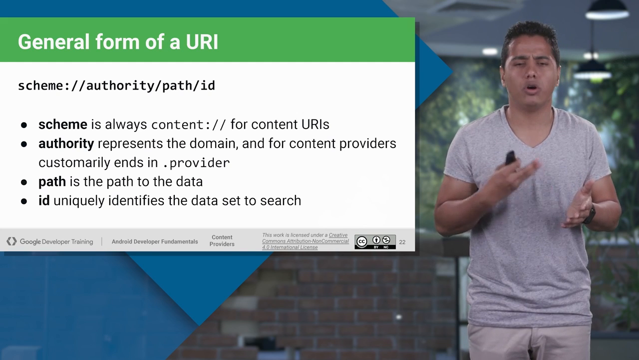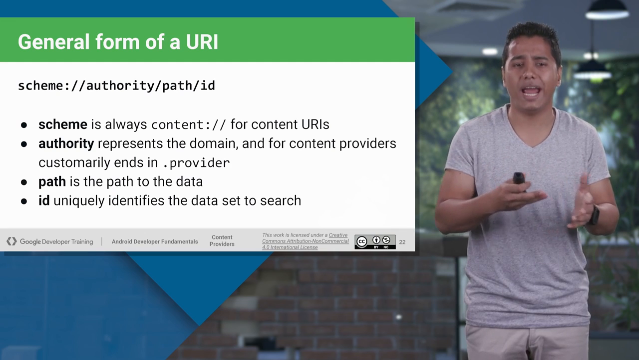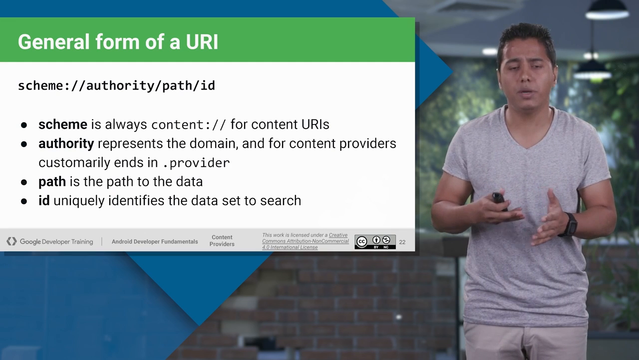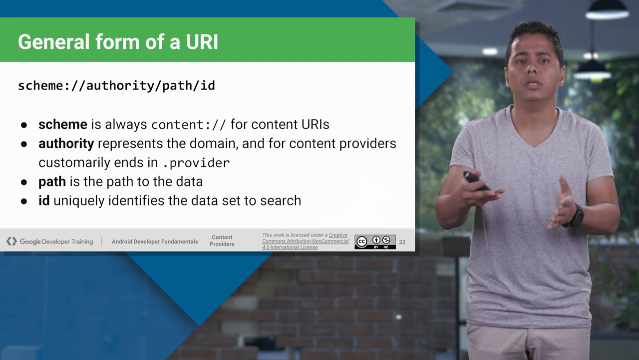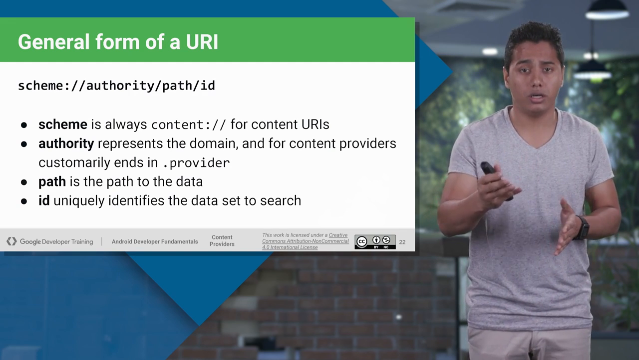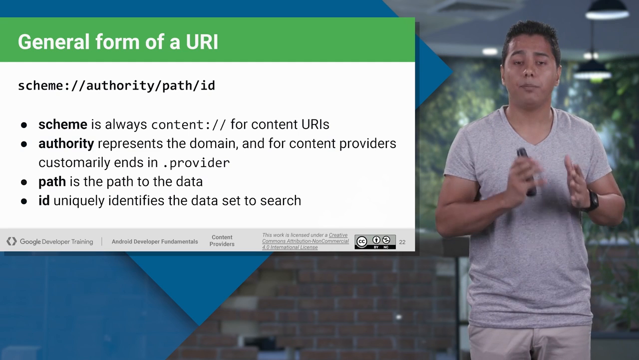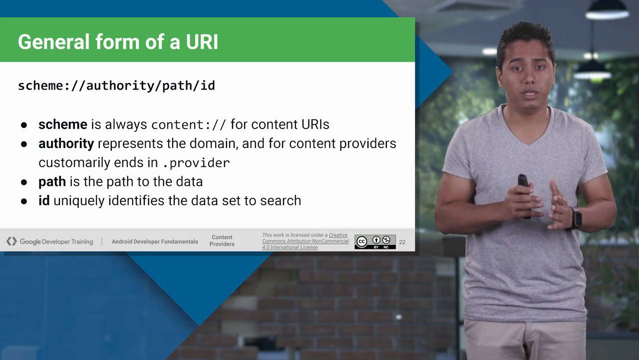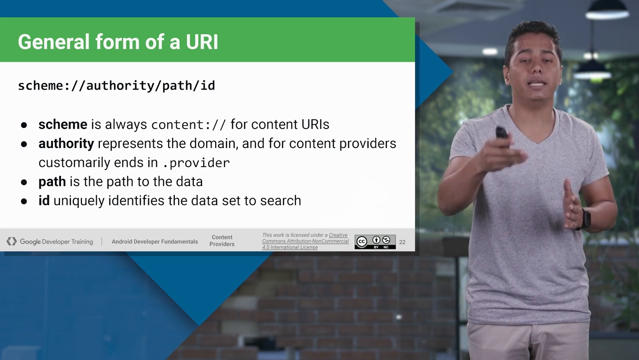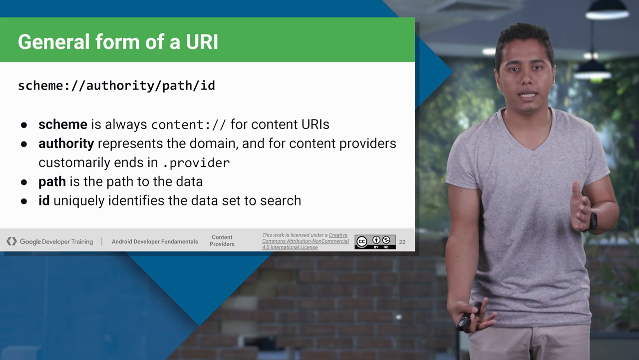Let's say com.my.own.lalit.provider. You don't always have to end it with provider, but it is customary that if you are declaring a content provider, you put provider at the end. But it's not necessary. Then the path: the path of the data you want to access. Generally, it will be a table name which you want to access. And then there is the ID. The ID is which row you want to access inside that table.